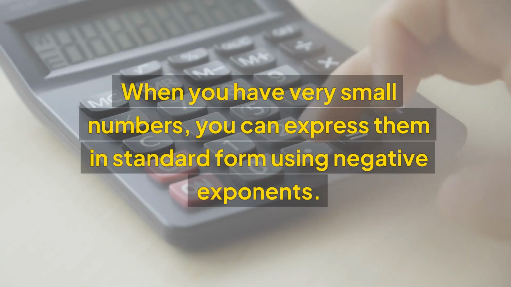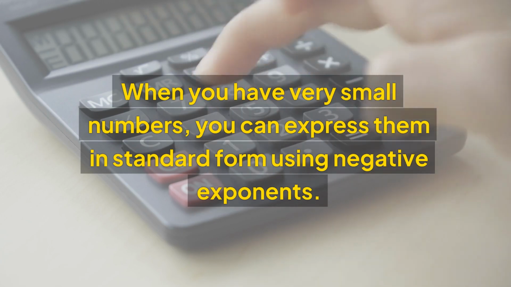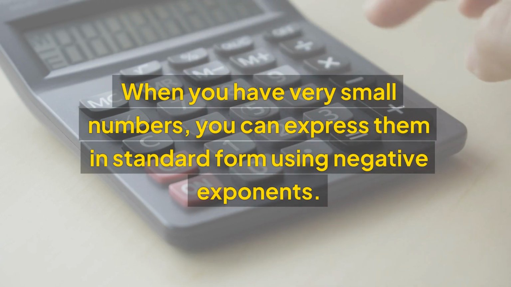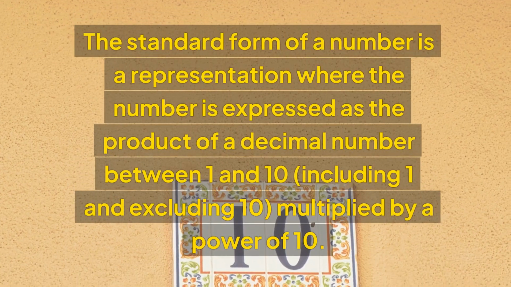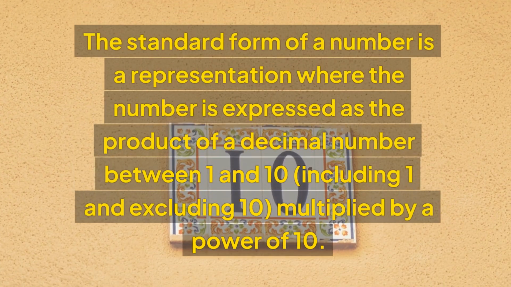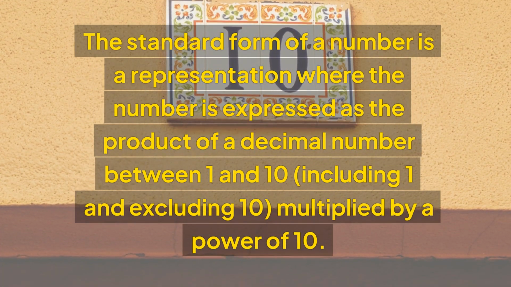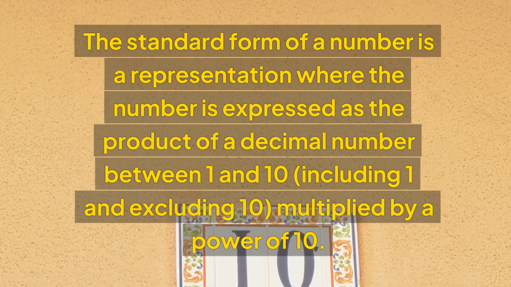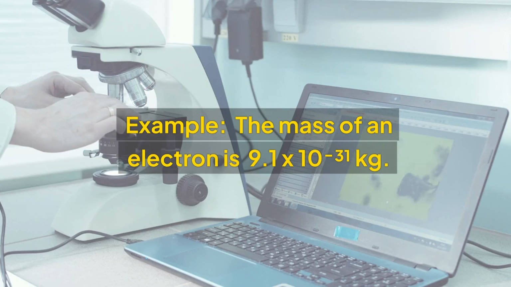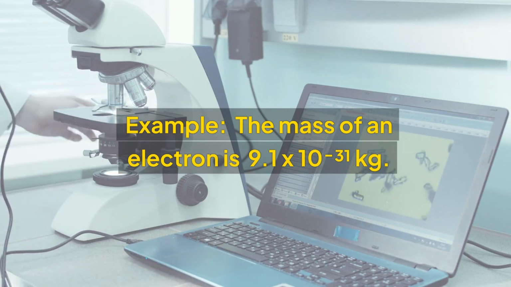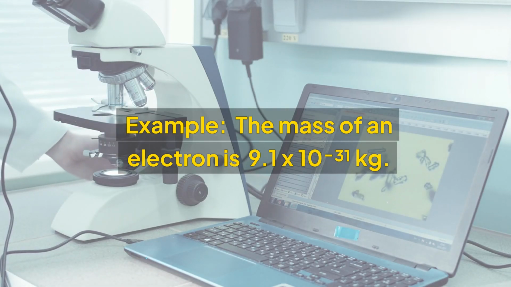When you have very small numbers, you can express them in standard form using negative exponents. The standard form of a number is a representation where the number is expressed as the product of a decimal number between 1 and 10, including 1 and excluding 10, multiplied by a power of 10. Example, the mass of an electron is 9.1 into 10 raised to power minus 31 kilograms.